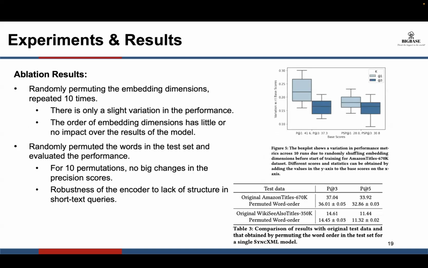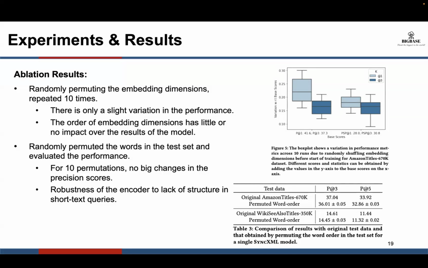And for the ablation study, they look at the importance of the place of the embedding dimensions. They randomly permute the embedding dimensions before the start of training to show that the model is independent of the initial order of embedding dimensions. And they do this 10 times. We can see in figure 4, the box plot shows the variation. There's only a slight variation in performance, which shows that the order of embedding dimensions has little to no impact on the results of the model.